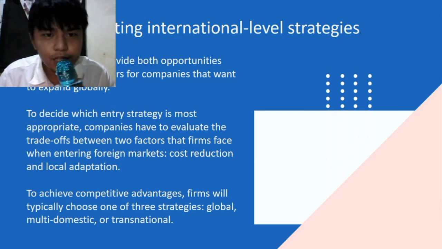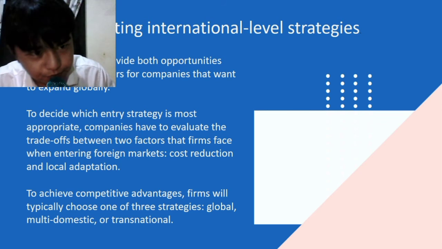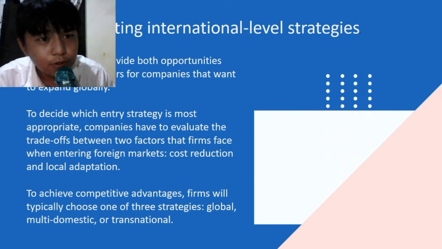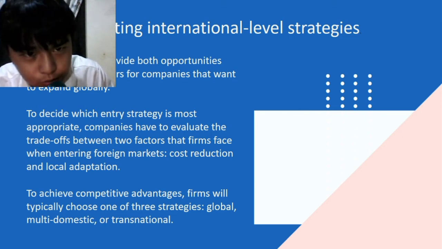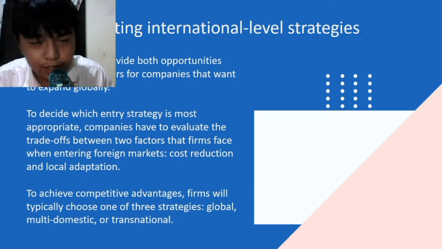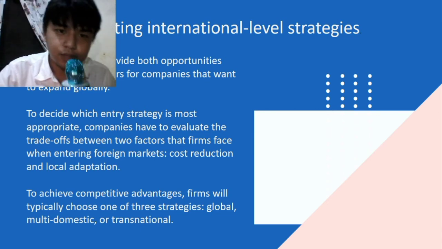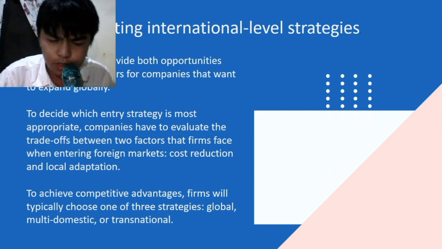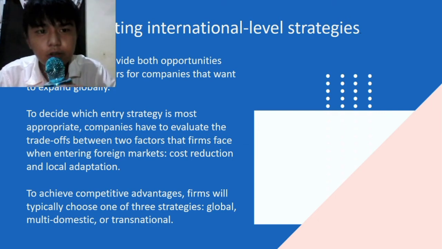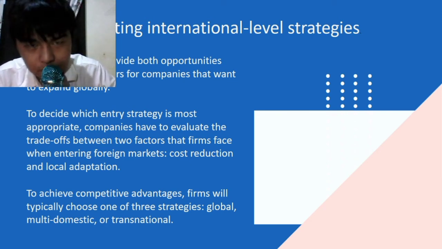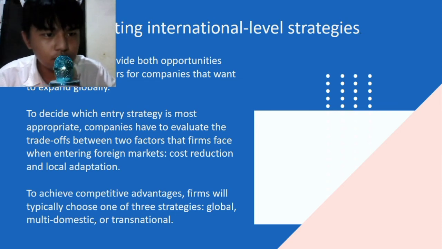For 7, formulating international level strategies. Foreign markets provide both opportunities and potential dangers for companies that want to expand globally. So when we are talking about international markets, these are markets that are beyond the local setting of the local businesses. Just like Jollibee, yes, Jollibee has expanded to the so-called international market. So that also includes what we call an international level strategy. So that's one of the factors.